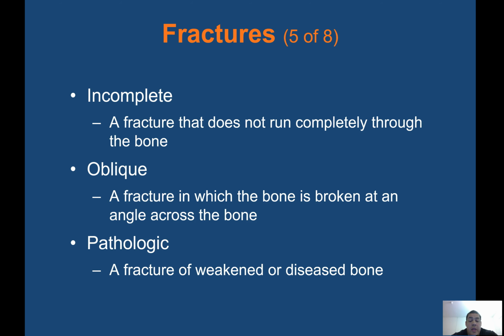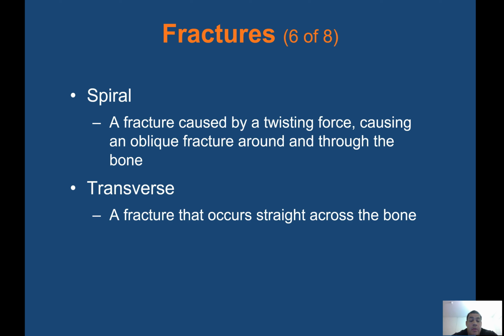Oblique, a fracture in which the bone is broken at an angle across the bone. Pathologic, a fracture of weakened or diseased bone. Spiral, a fracture caused by a twisting force causing an oblique fracture around and through the bone. Transverse, a fracture that occurs straight across the bone.